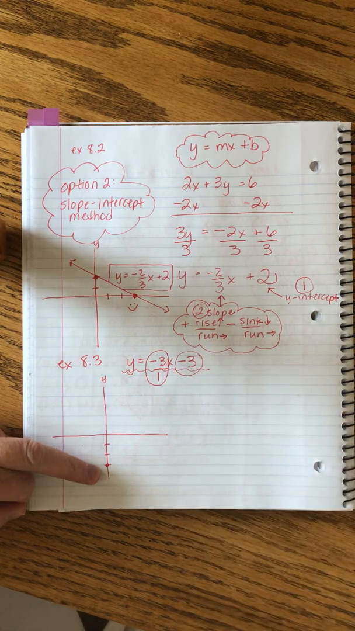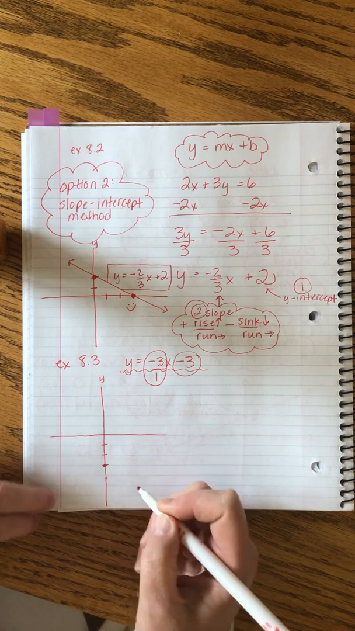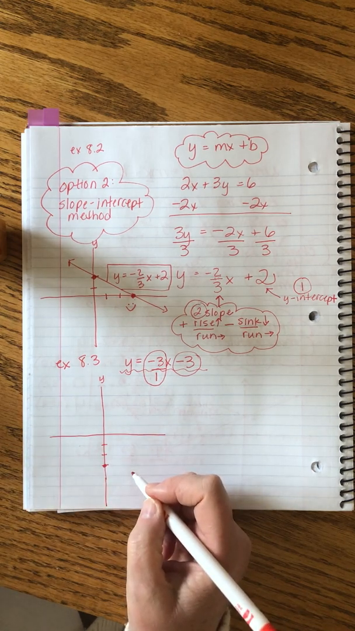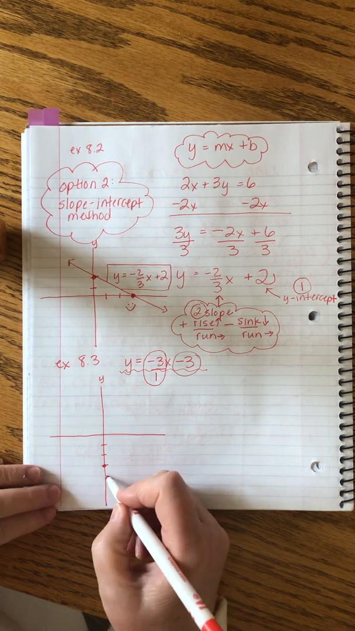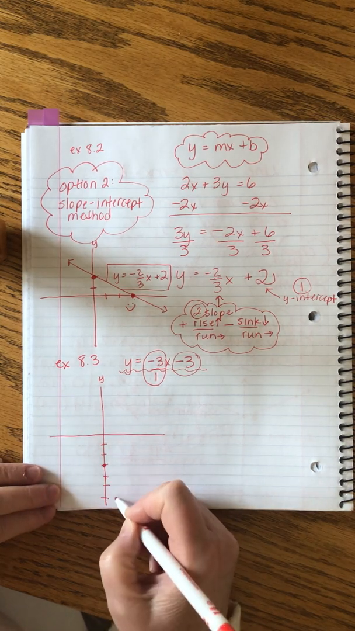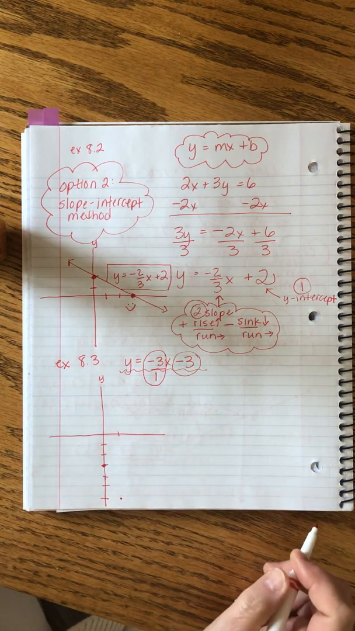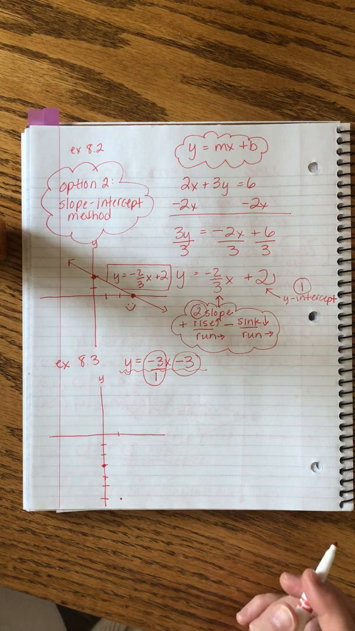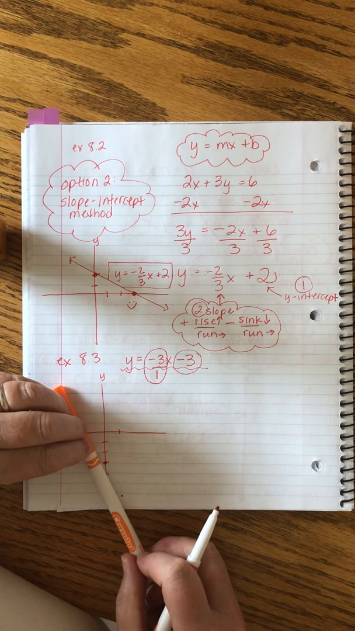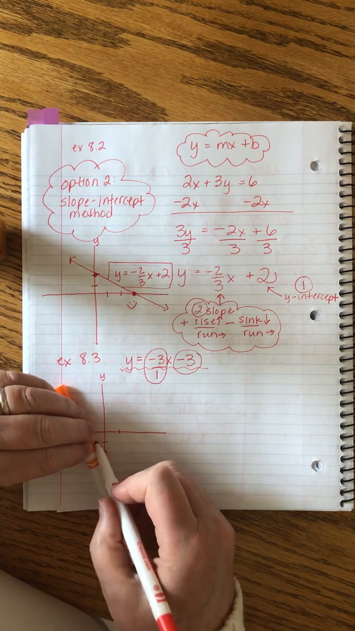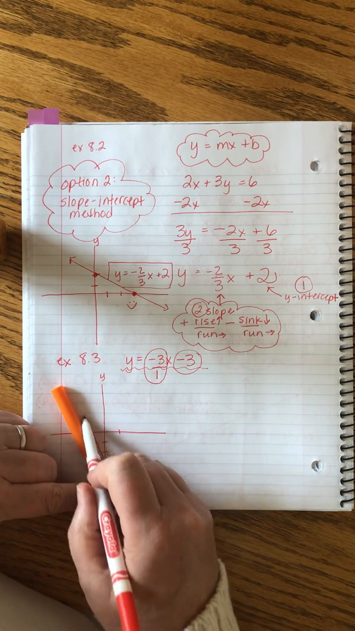That's no problem. So now that tells me I want to go down 3 more. One, 2, 3, and then over 1 to get my second point. So this line is kind of weirdly off the center of our graph, but that's okay, it's correct.